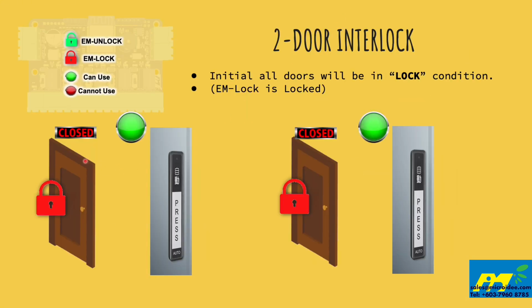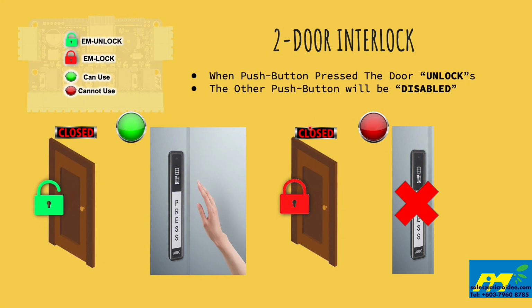So in the two-door interlock slide, both doors are in closed state, and the EM lock is in lock condition, and we have a push button here which is what we're going to use to open the door. So when the person presses the push button, as you can see, the first door's EM lock unlocks, so this door is able to be used. But the moment the EM lock unlocks, the second door goes into lock condition. As you can see, the red light here indicates that this door cannot be used. The EM lock remains locked and the push button becomes unusable.